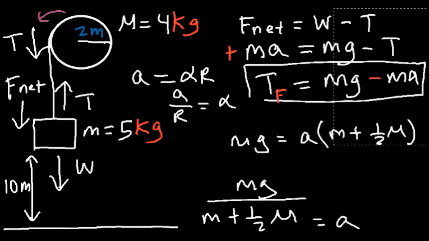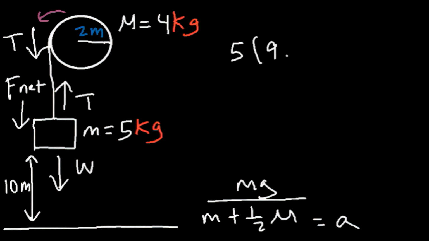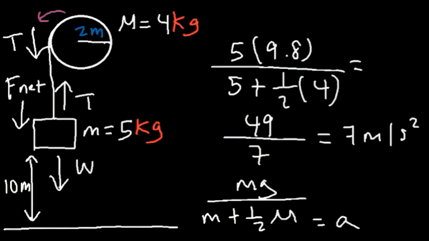So now let's calculate the acceleration. Lowercase m is 5, g is 9.8, divided by 5 plus 1/2 times the mass. That is the mass of the pulley. 5 times 9.8 is 49. Half of 4 is 2, plus 5 is 7. So the acceleration is still 7 meters per second squared. So we get the same answer as we could see here.